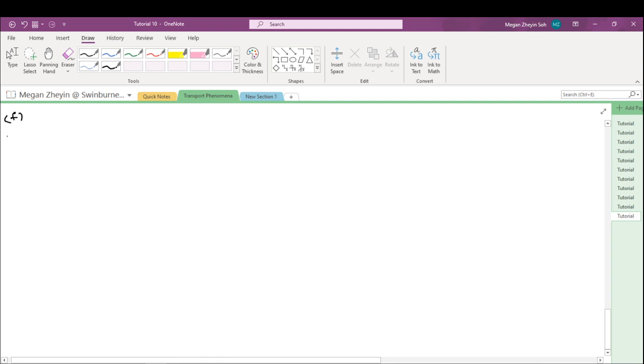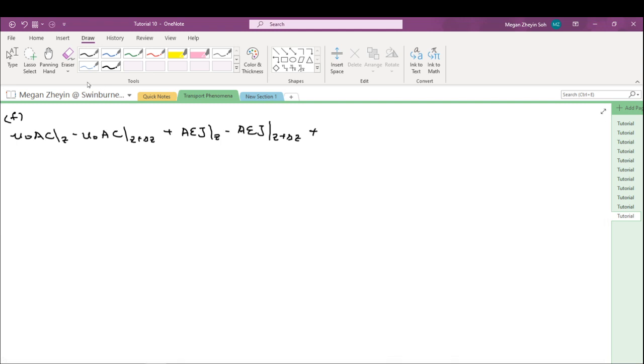Like previously in part A, the rate of the mass in is UA C at Z, minus UA C at Z plus delta Z, plus the rate of diffusion given by A epsilon J at Z, minus A epsilon J at Z plus delta Z, as well as the rate of the gas consumed, minus Kc (1 minus epsilon) rho P A delta Z equals 0.